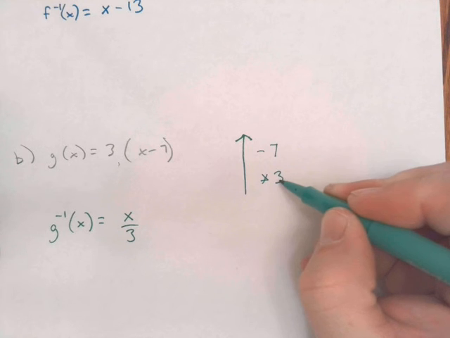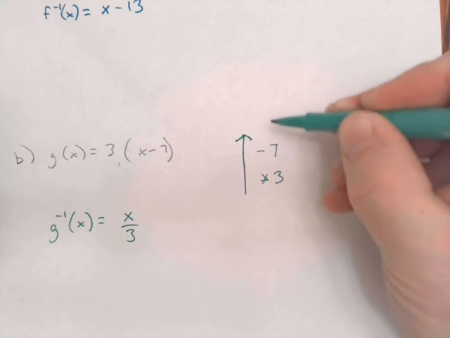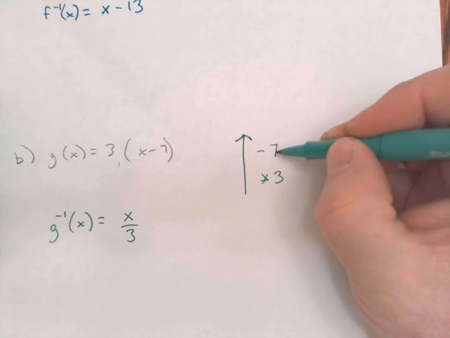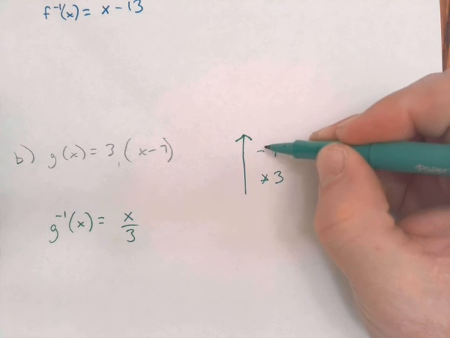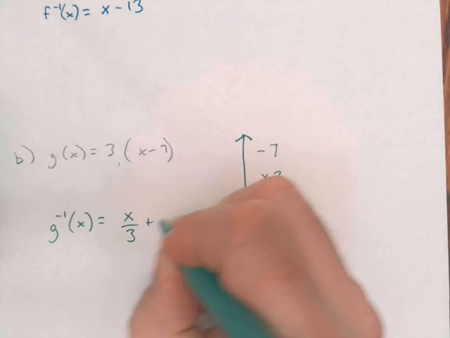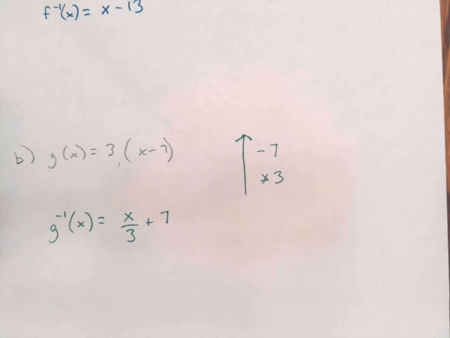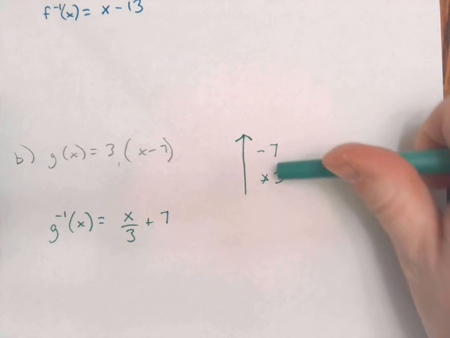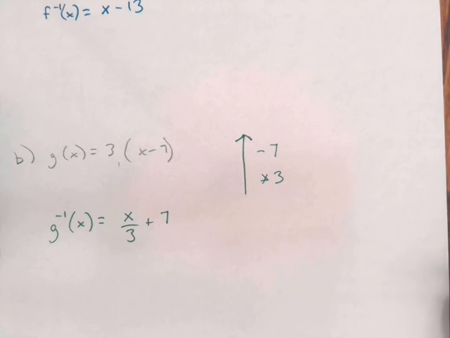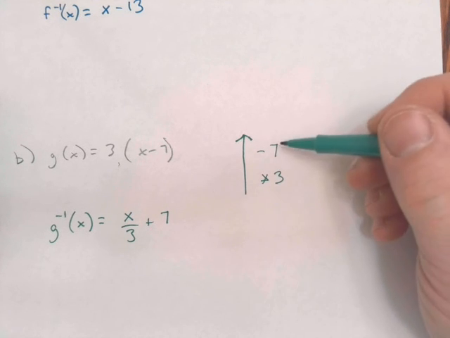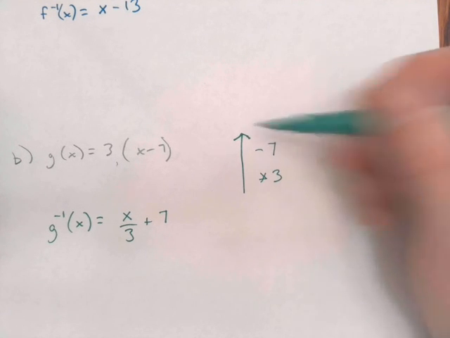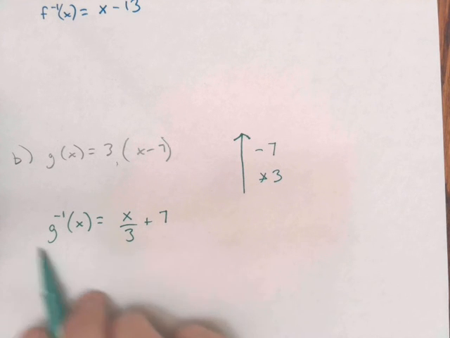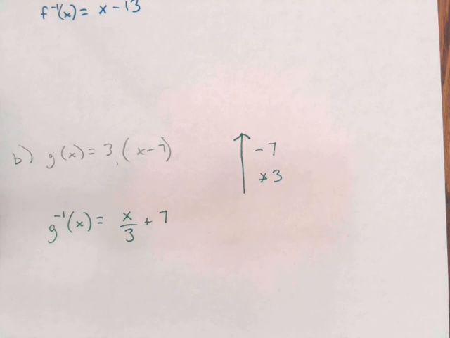And now that I have that one done, I keep working my way up the list until I get to the top. The next operation I need to undo is a subtract 7, and the opposite of subtracting 7 is an add 7. You would work your way all the way up to the top of the list until you're done. This one had two operations, so we just needed to undo those from bottom to top after we listed those out, and this is the inverse.